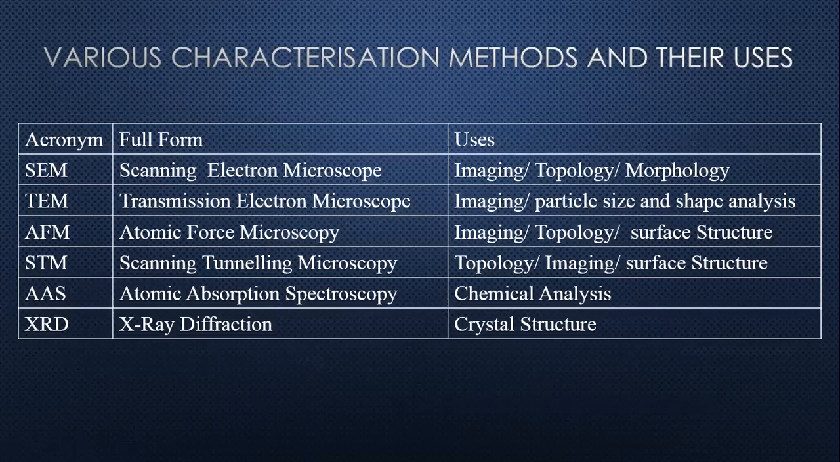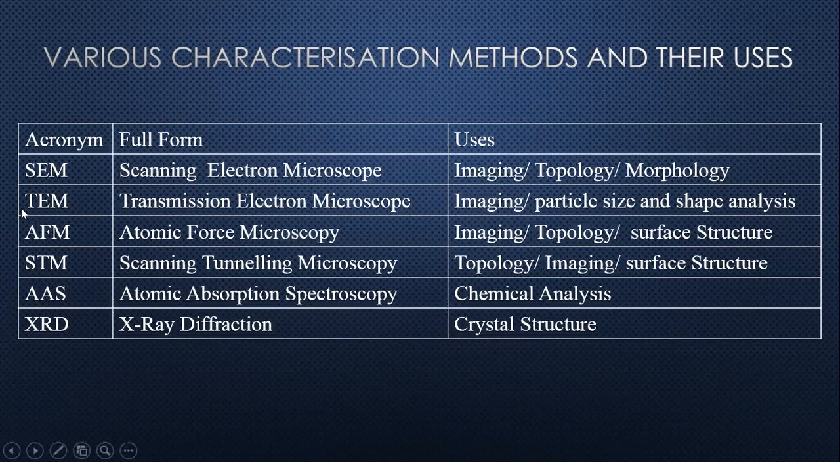If we see the different characterization methods and their usage, I mentioned them in this table. On the left hand side is the acronym, the second column includes the full form of that particular method, and the third column includes the use of that particular characterization method. Let us discuss one by one. The first acronym is SEM. The full form of SEM is Scanning Electron Microscope. We can use the scanning electron microscope for imaging, topology and morphological observations of the nanoparticles.